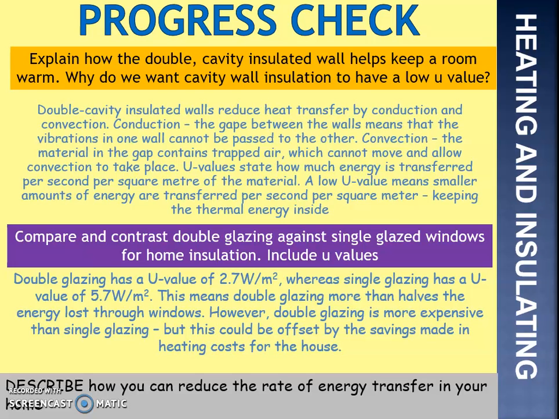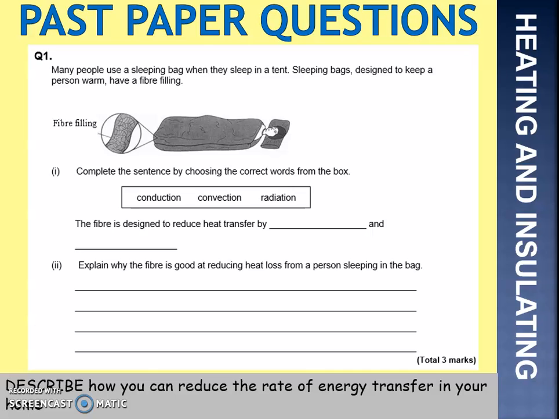However, double glazing is much more expensive than single glazing. However, this could be offset by the savings made in the heating costs for the house. So you'd save a lot of energy in heating costs by installing this double glazing.